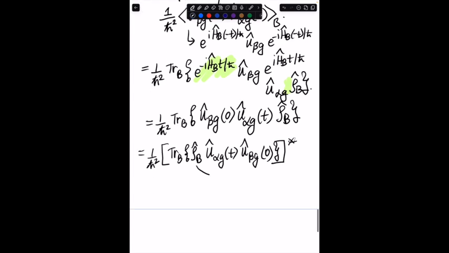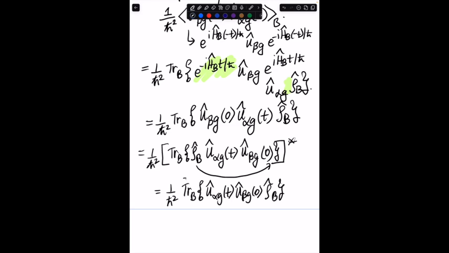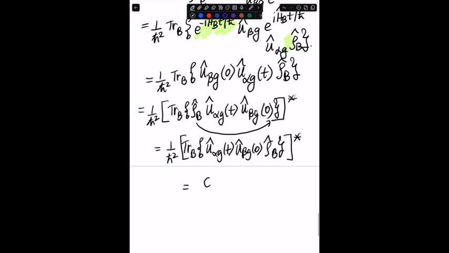And of course, you can move rho B over here, which is equal to 1 upon h bar square, the trace over all your Bath states of u hat alpha g t, u hat beta g 0, complex conjugate, which is just equal to c alpha beta t complex conjugate. So this concludes proof number 2. Which means that c beta alpha minus t is equal to c alpha beta t star.